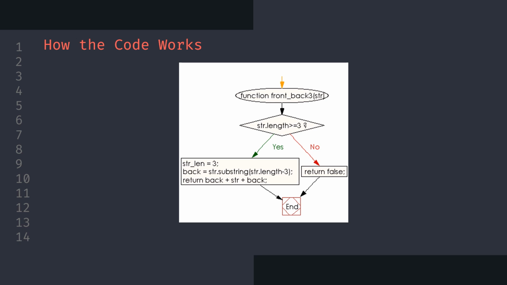The code first checks if the string has at least 3 characters. If it does, we extract the last 3 characters and concatenate them to the original string. If not, the function returns false.